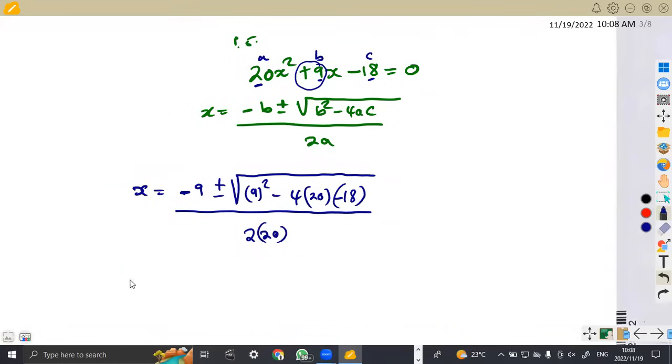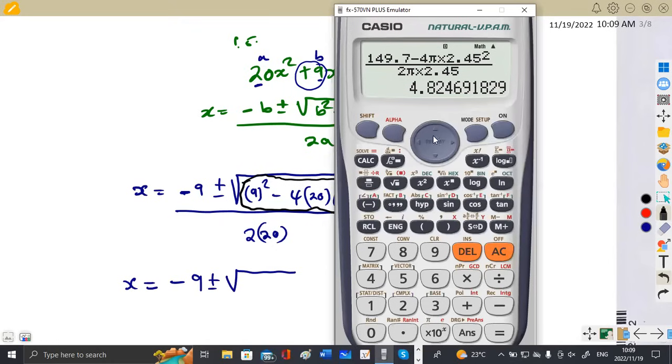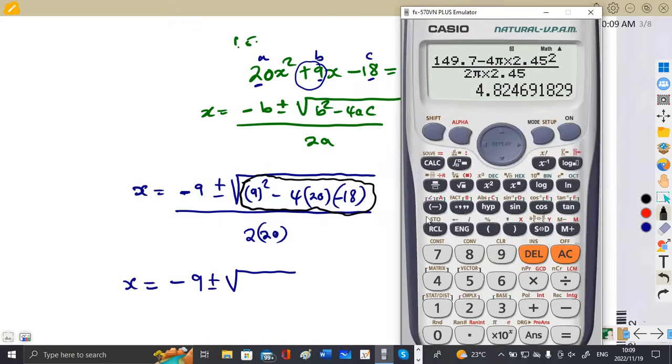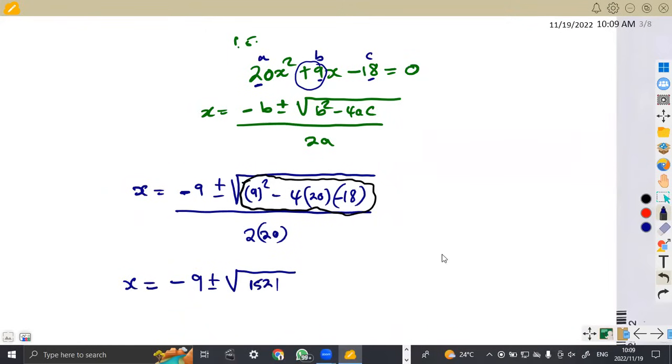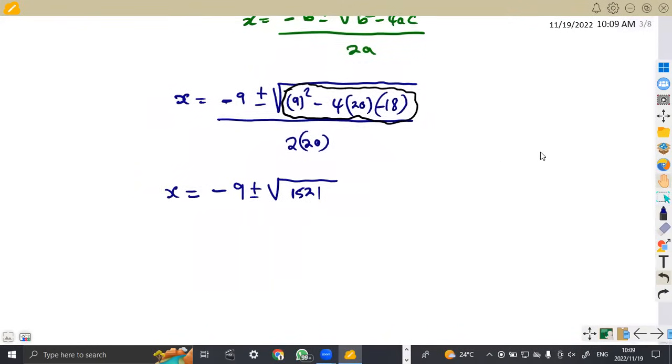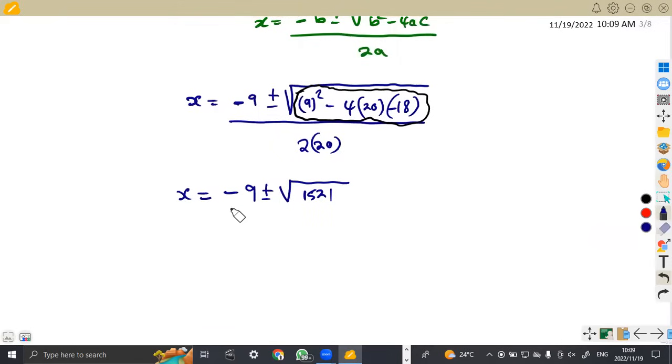Okay, so try, guys, to simplify stage by stage. We've got negative 9 plus or minus the square root of. I'm going to simplify only this part under the square root. Just put in the values: negative 9 squared minus 4 times 20 times negative 18. That's 1521. Okay, everything over 2 times 20, that's 40.